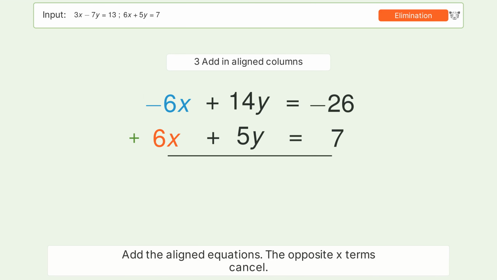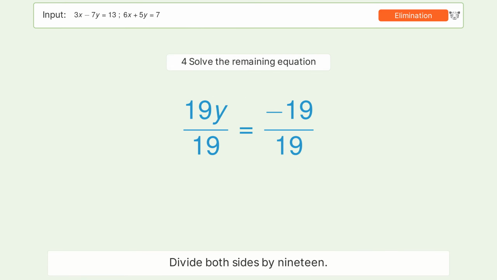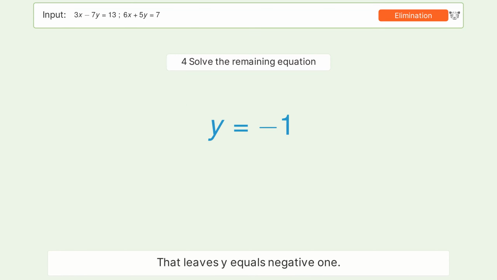Add the aligned equations. The opposite x terms cancel. The x terms cancel. The y terms combine to 19y, and the right sides combine to negative 19. Divide both sides by 19. That leaves y equals negative 1.